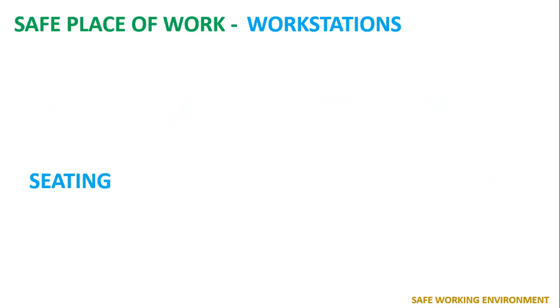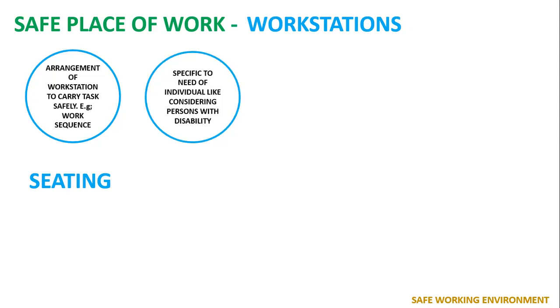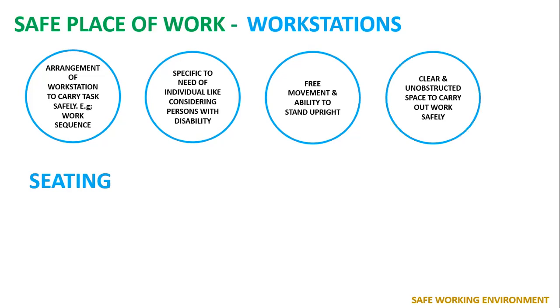Now what is the safety at the workstation? The arrangement of the workstation to carry out the task safely, for example, work sequence. Then specific to the needs of the individual, like considering a person with disability. Then free movement and ability to stand upright. Then clear and unobstructed safe space to carry out work safely. These are the general requirements of the workstation to make it a safer place.